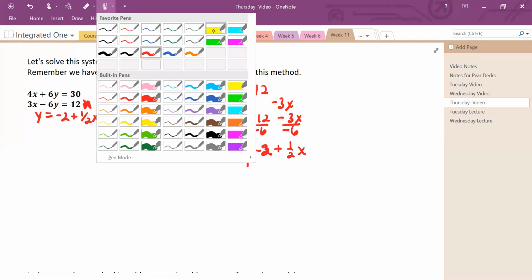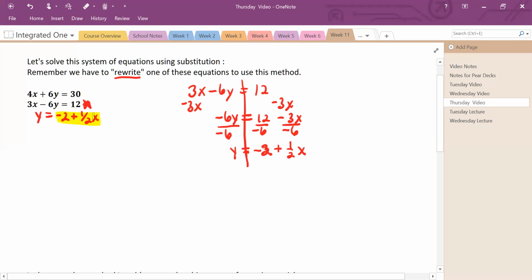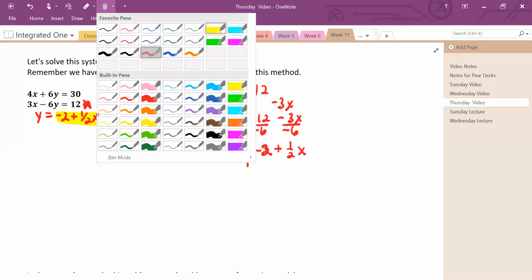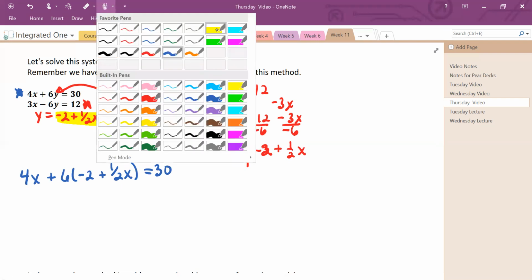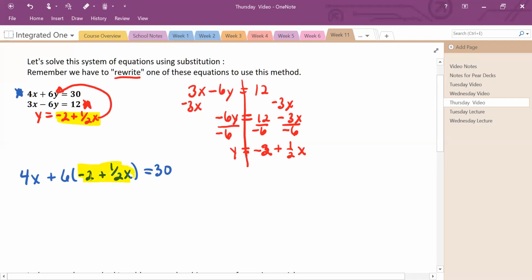And this is what I'm going to take and substitute into this y value right here. So let's do that now. We're going to take our equation, 4x plus 6. Now remember, I know what y is now. It's negative 2 plus 1/2 x, is equal to 30. Where did I get that? Negative 2 plus 1/2 x is from what y equals. That's what I rewrote over here from this equation.